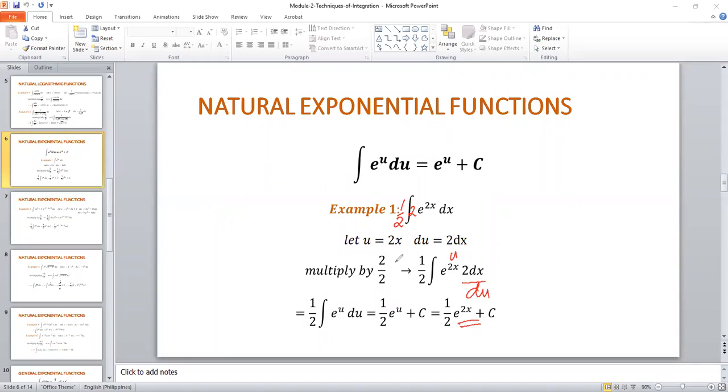Question? Okay, I'll proceed then. So I will clear my markings here. We'll proceed.